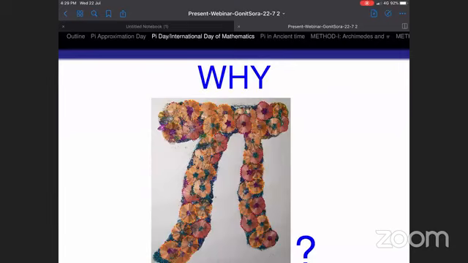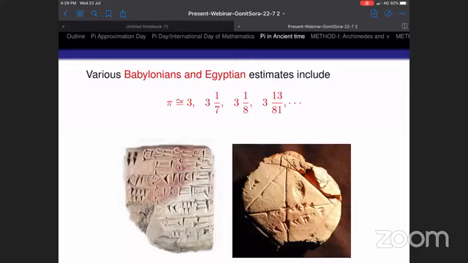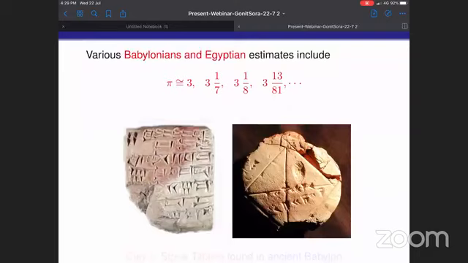Then, so why Pi? Why is it so important? I already told you that this has been studied for almost 4,000 years, and there is definitely some evidence in ancient Babylon and Egypt. They tried to approximate the value of pi, it is 3, then 3 1/7, 3 1/8, etc. And these are the clay and stone tablets found in ancient Babylon.